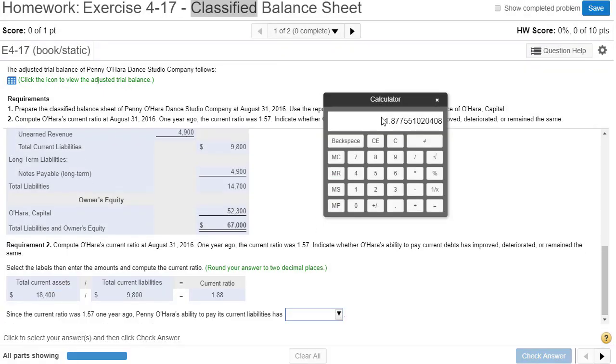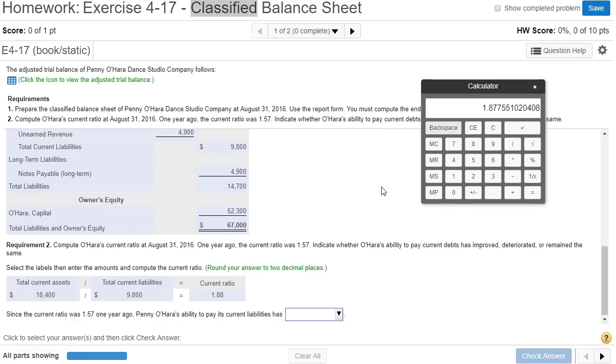Cool. So what this 1.88 means is that for every dollar of the denominator, in other words, for every dollar of current liabilities, they have $1.88 of current assets with which to pay off those current liabilities. Obviously, you want this current ratio to be 1 or higher.